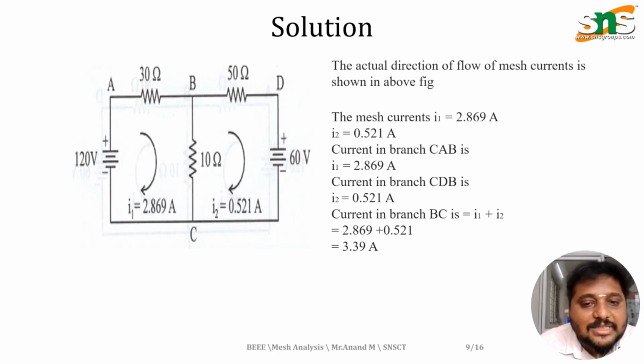The current in branch CAB is I2, 0.521. The current in branch BC is I1 plus I2, where the resistance is common to I1 and I2. So 2.869 plus 0.521 equals 3.39 amps, which is the common value.